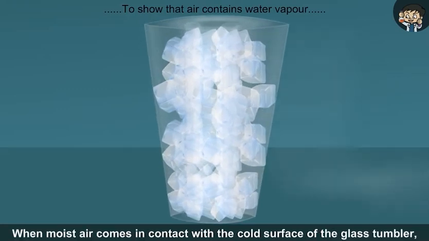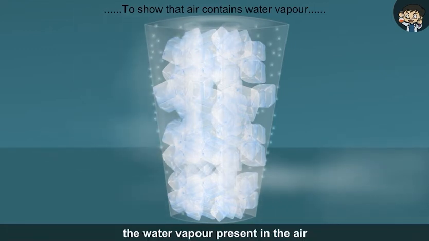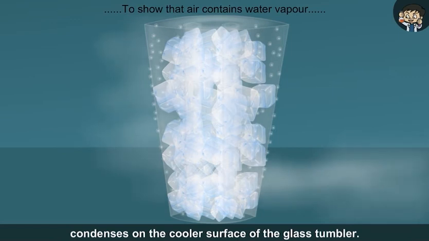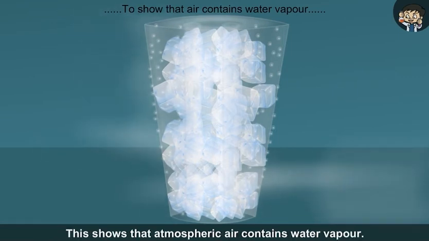When moist air comes in contact with the cold surface of the glass tumbler, the water vapor present in the air condenses on the cooler surface of the glass tumbler. This shows that atmospheric air contains water vapor.